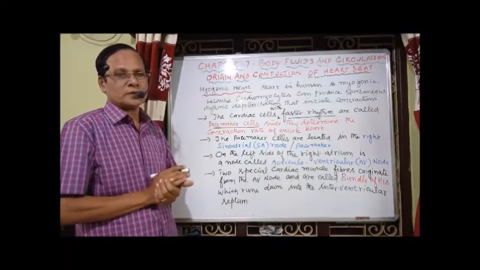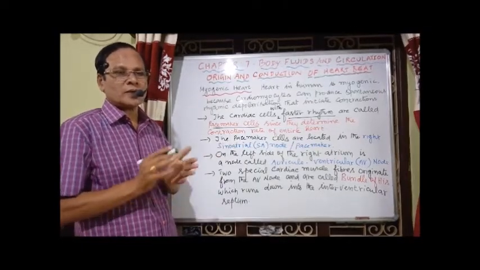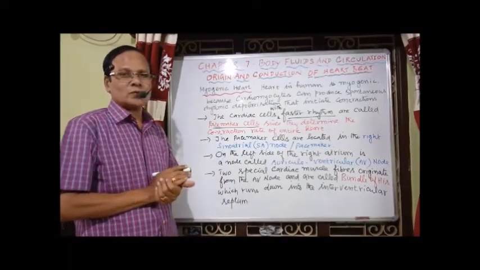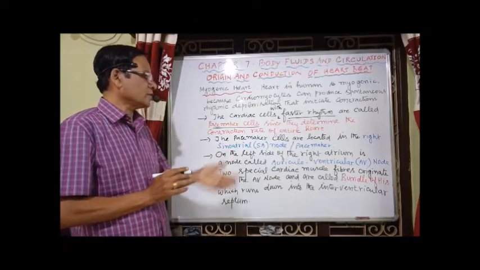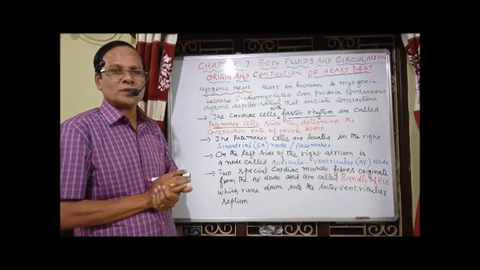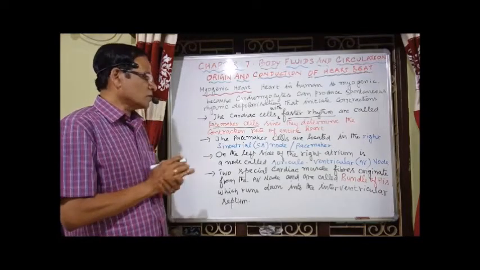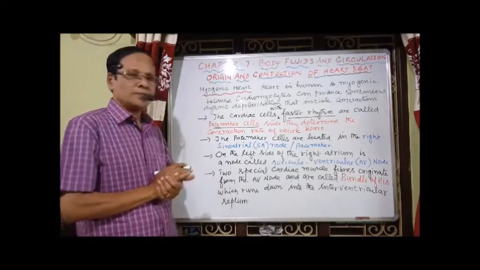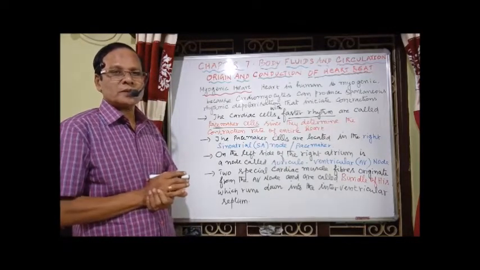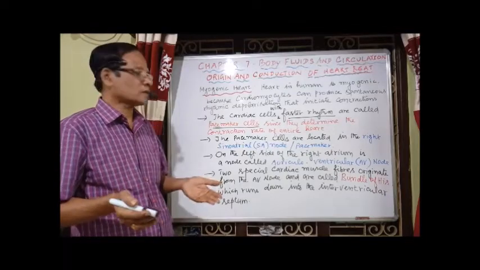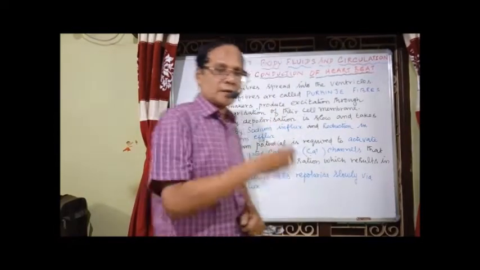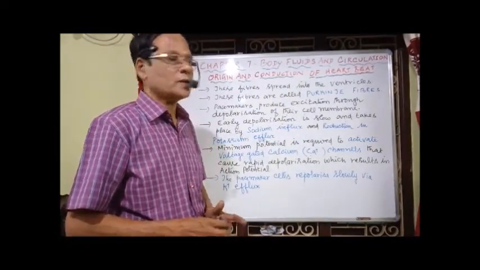It picks up the impulses generated by the SA node and conducts them to the ventricles. Now, two special cardiac muscle fibers originate from the AV node and are called the bundle of His, also called the atrioventricular bundle, which runs down into the interventricular septum. These branch into fibers in the ventricles, and these branches are called Purkinje fibers. As already described, this is just the continuation of the origin and conduction of heartbeat.